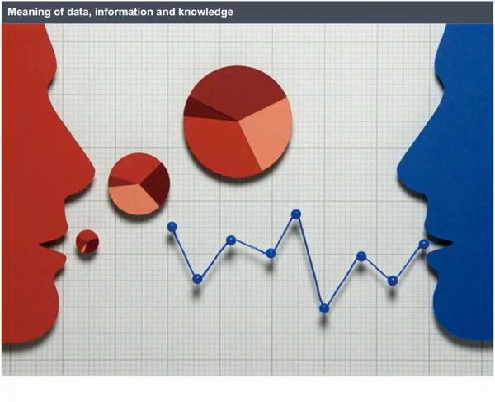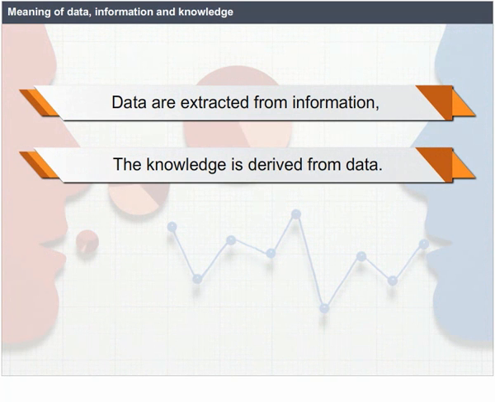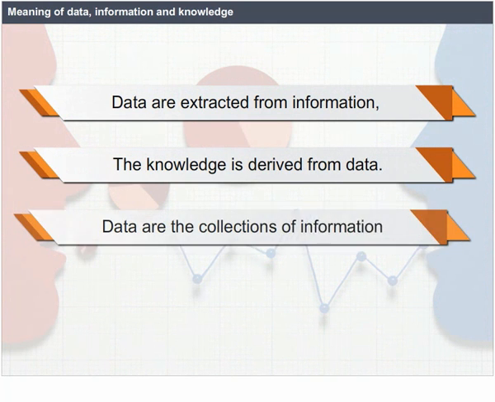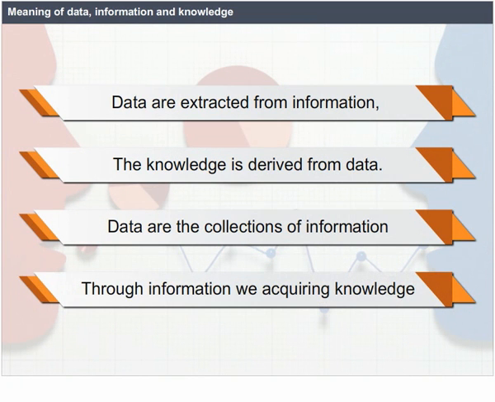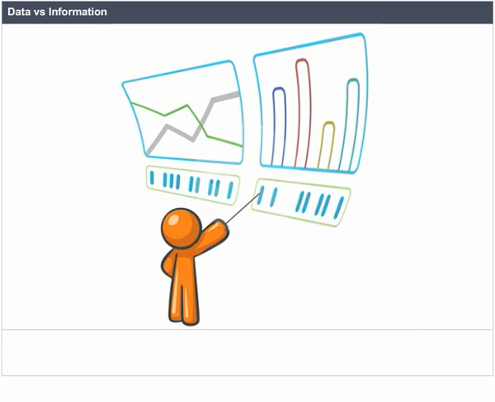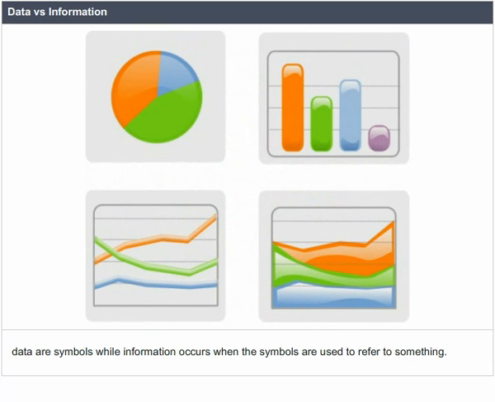Meaning of data, information, and knowledge. Data are extracted from information. The knowledge is derived from data. Data are the collections of information. Through information, we acquire knowledge. Data versus information. Ben Davis uses the concept of a sign to distinguish between data and information. Data are symbols while information occurs when the symbols are used to refer to something.